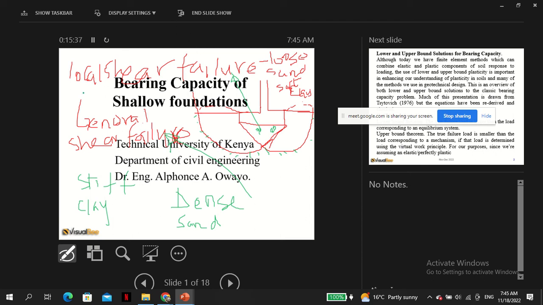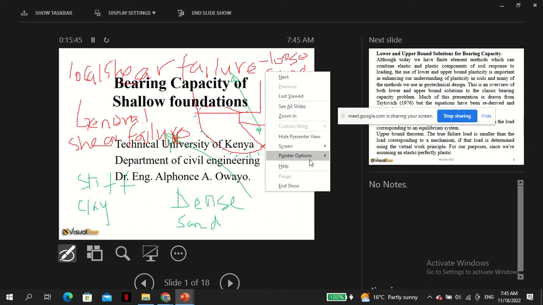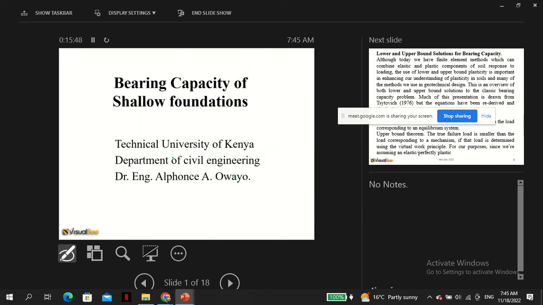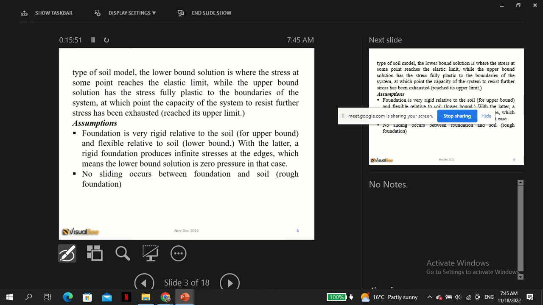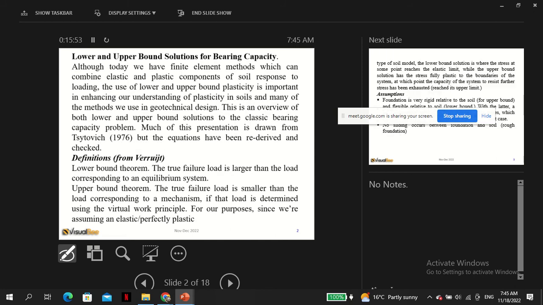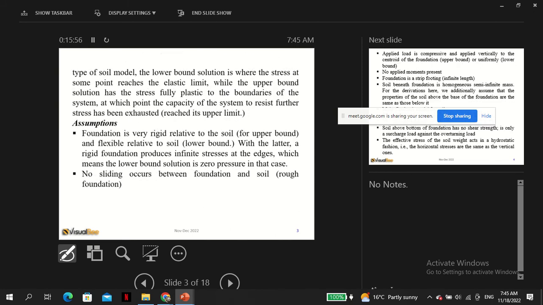So when there is local shear failure, we have the lower bound solution, and when there is general shear failure, we have the upper bound solution for the bearing capacity. So for the assumptions, one, we are seeing that the foundations are rigid to the soil for upper bound and flexible relatively to soil in lower bound. With the latter, a rigid foundation produces infinite stresses at the edges, which means the lower bound solution is zero pressure in that case.